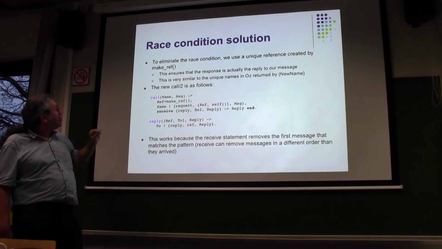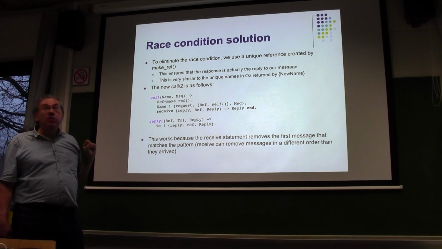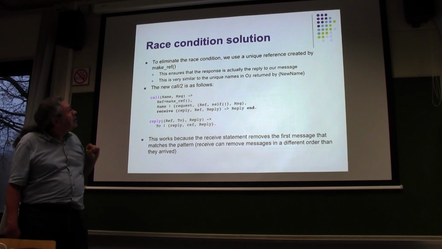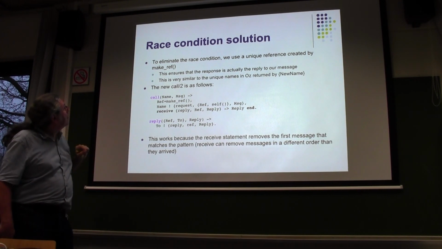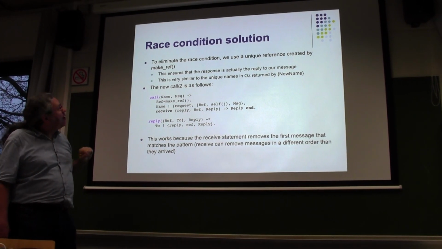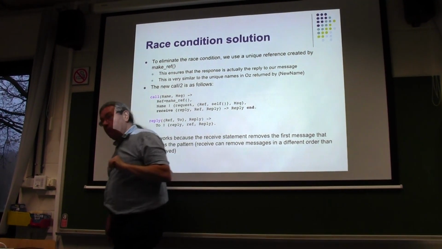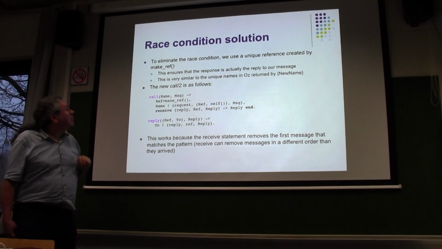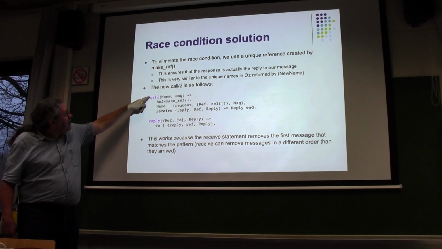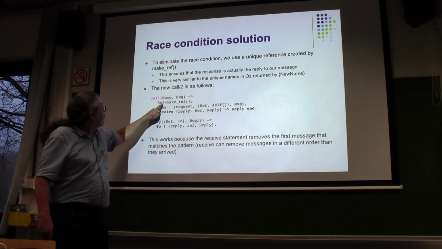Erlang has a function called MakeRef. This creates a unique constant, what they call a unique reference, which cannot be forged by anyone else. Notice this is very similar to the name concept we used. It's basically the same idea. And the fix then is you create a unique constant, here ref.